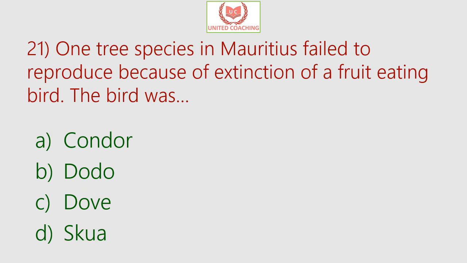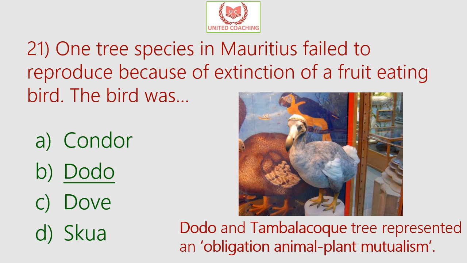Our next question is, one tree species in Mauritius failed to reproduce because of the extinction of a fruit eating bird. So the bird was it condor or dodo or dove or skua? So the answer is dodo, and the name of the tree was tambalacoque.